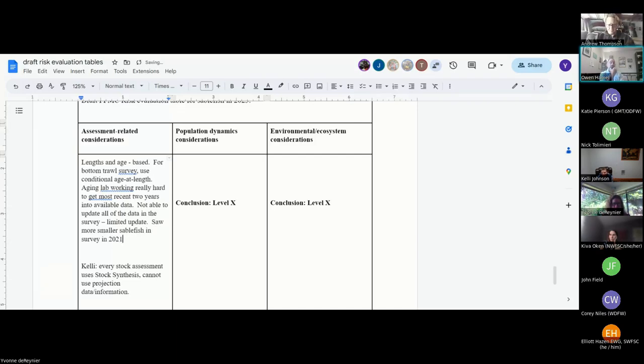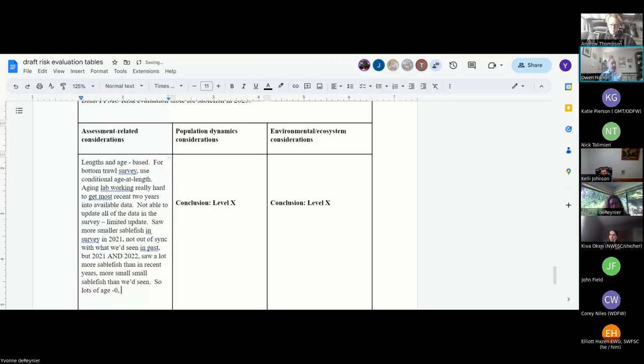But then earlier this year, looking at the 2021 and 2022 surveys, we realized, in fact, the 2021 survey saw a lot more sablefish than we had seen in recent years. And in fact, saw more small sablefish than we had ever seen in our survey since 2003 when we started the survey. And in 2022, there were even more. So a lot of age 0, 1s, 2s, and 3s. We're not sure exactly what ages they are. That's why we have to age them.